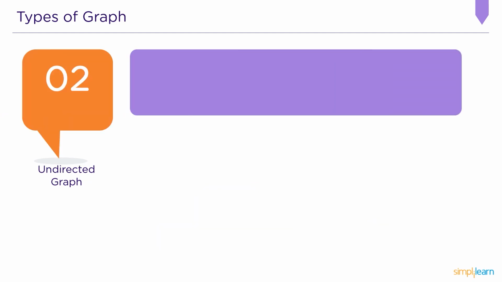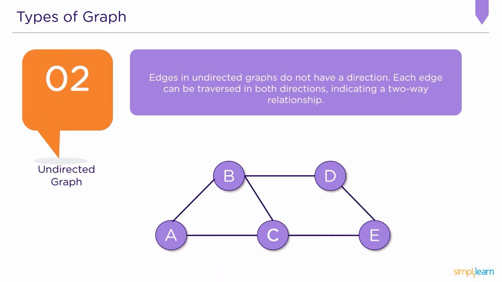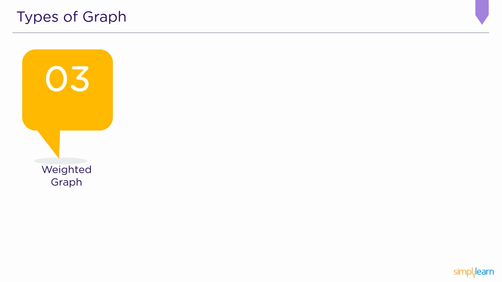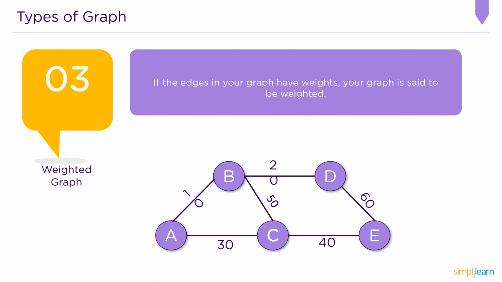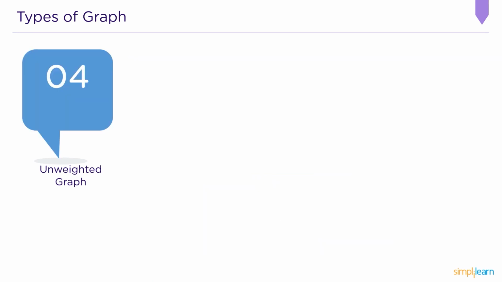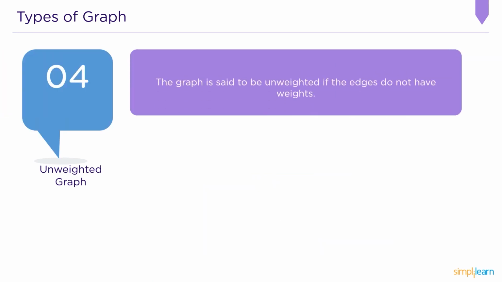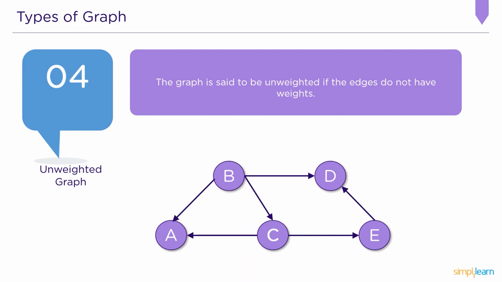Next, edges in undirected graphs do not have a direction. Each edge can be traversed in both directions, indicating a two-way relationship. A weighted graph is defined as follows: if the edges in your graph have weights, your graph is said to be weighted. Next, we have the unweighted graph: a graph is said to be unweighted if the edges do not have any weights.